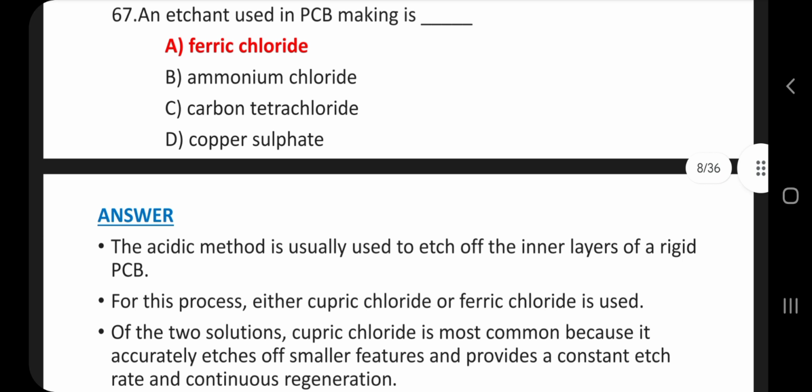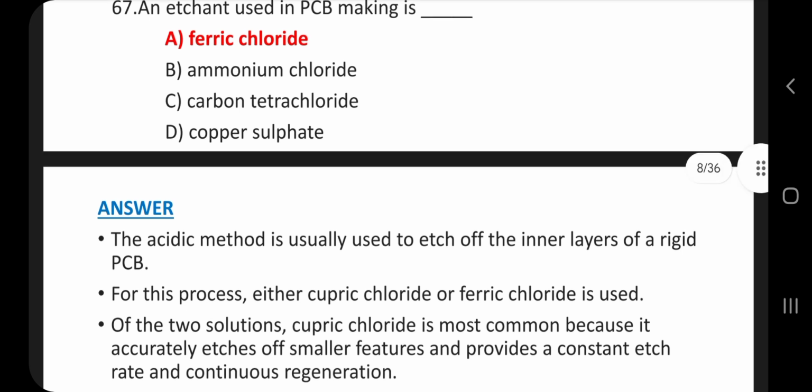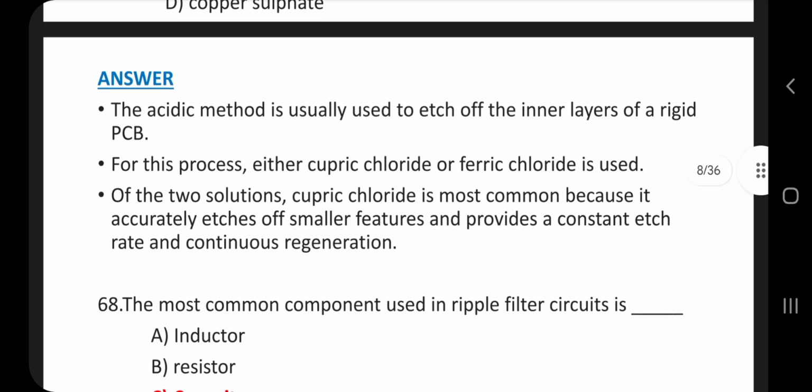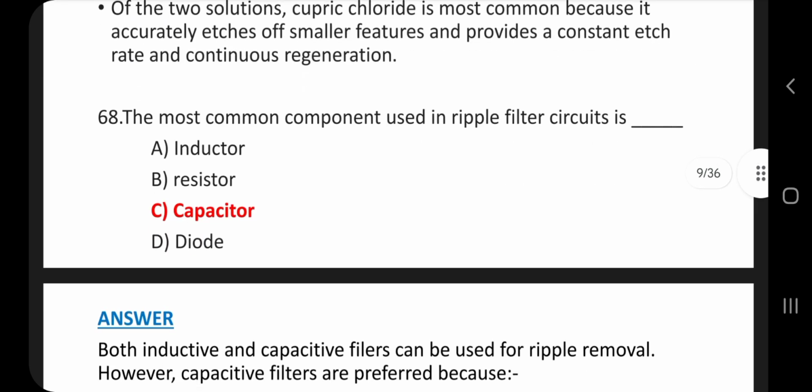Question number 67. An etchant used in PCB making is, answer A, ferric chloride. The acidic method is usually used to etch off the inner layers of a rigid PCB. For this process, either cupric chloride or ferric chloride is used. Of the two solutions, cupric chloride is most common because it accurately etches off smaller features and provides a constant etch rate and continuous regeneration.